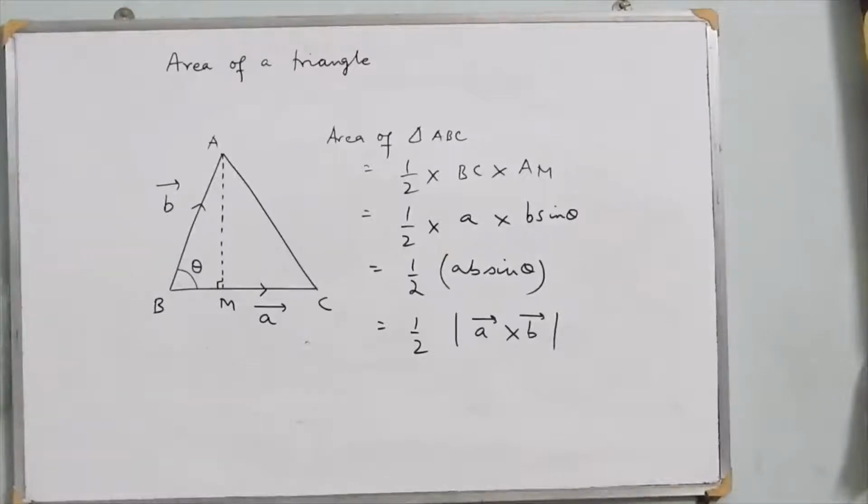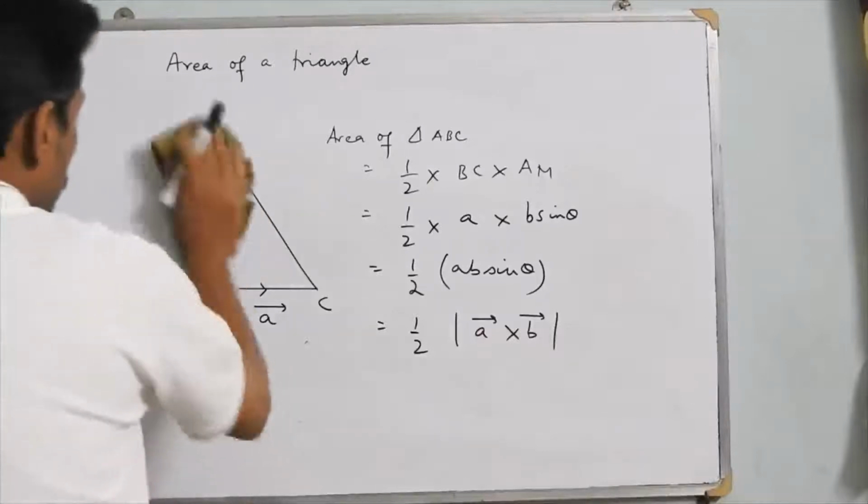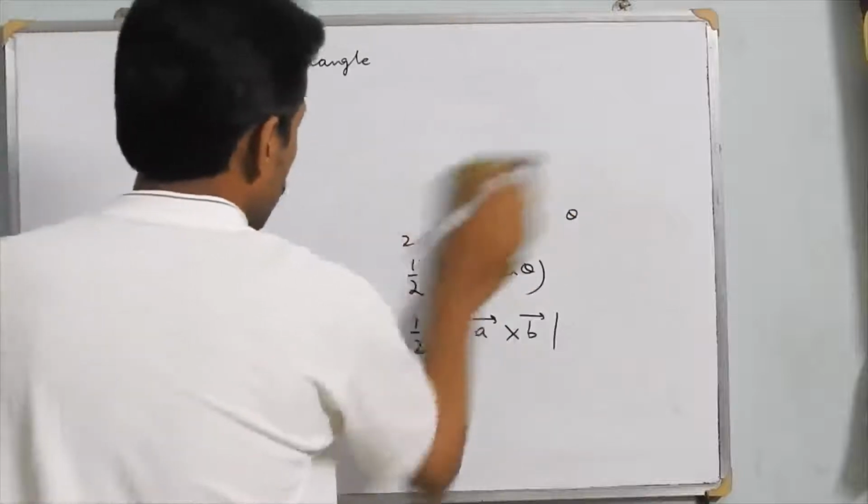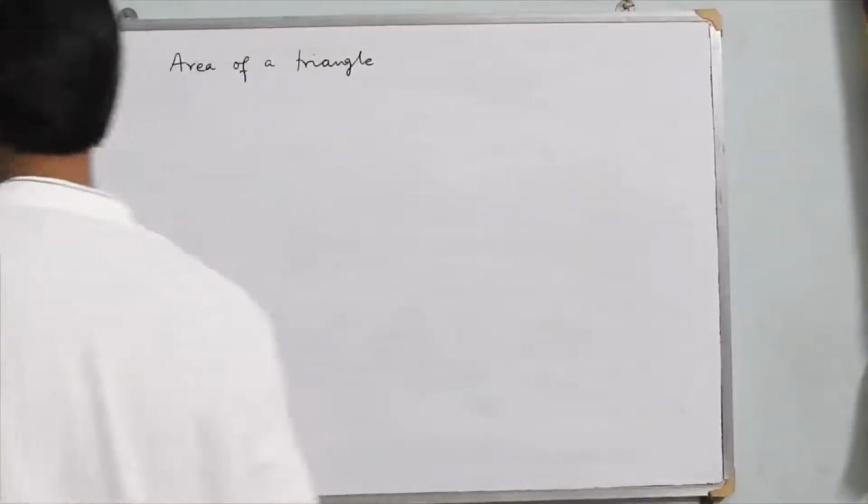So now, if in a parallelogram, instead of the sides, the diagonals are provided, then also we can calculate the area using the cross product. Let us do that. So again we will come back to the area of the parallelogram whose diagonals are provided.